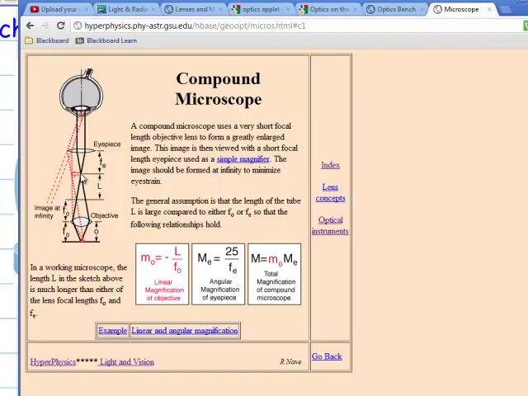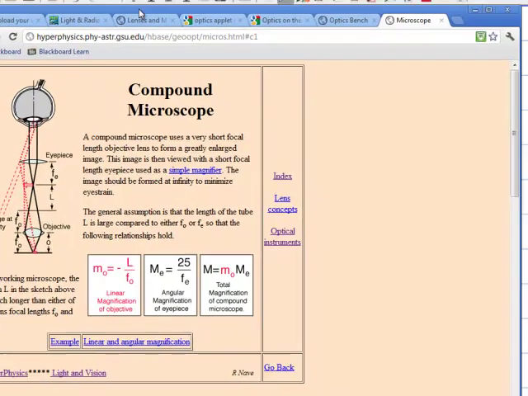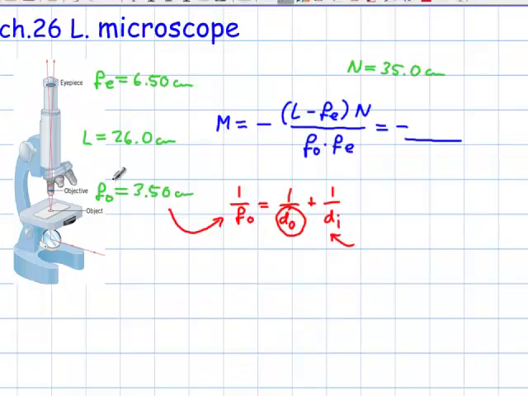In any case, the image distance here from the objective lens is therefore going to be the total distance between the two, minus the focal length of the eyepiece. And that's the point that they didn't make quite in the book. So this one is also L minus FE, which comes out to, let's see, 19.5 centimeters, right?